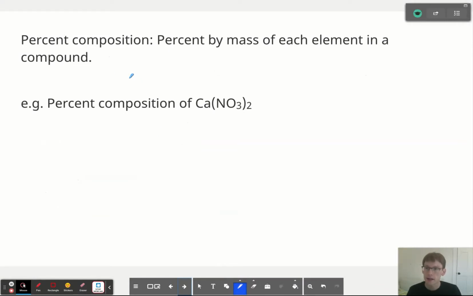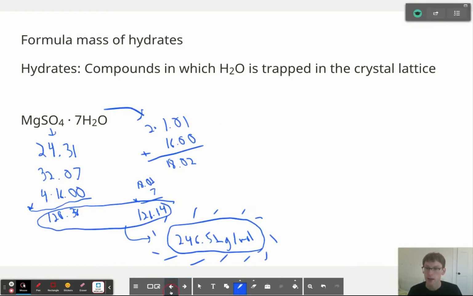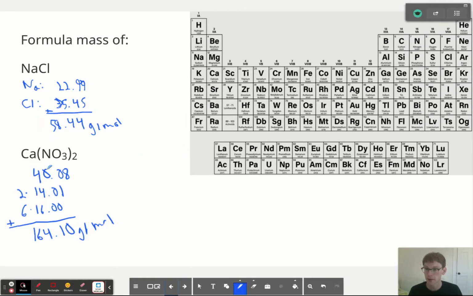Finally, we need to discuss percent composition. When you think percent, think per divided by cent, 100. It is the percent by mass of each element in a compound. Think part over whole: whatever the mass is of calcium versus the mass of the whole calcium nitrate, whatever the mass is of nitrogen versus the mass of the whole calcium nitrate. So what I can do is look back to how I solved this before, and I can just take that and copy it over.